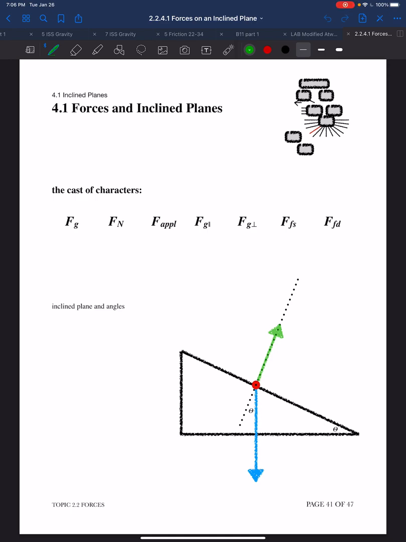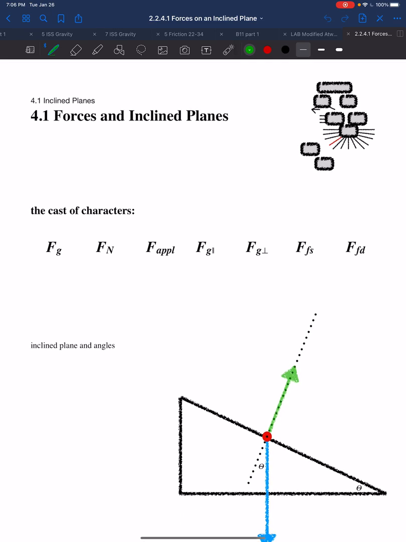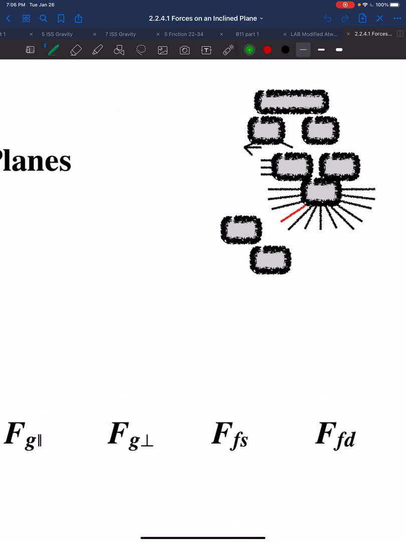Welcome to this installment of forces. In this particular installment, we're looking at forces and inclined planes. There's a series of 5 related lessons on this. And let's first situate ourselves here.